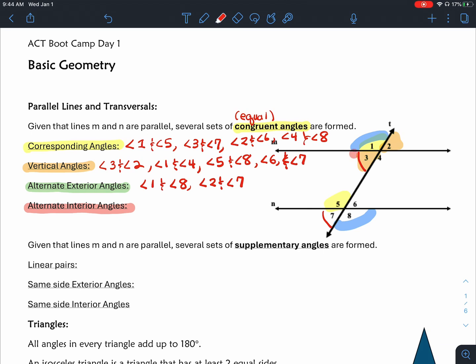Okay, alternate sides. So that would be like angle 3 and angle 6. Those would be alternate interior. Okay, and the other set would be angle 4 and angle 5. Once again, I don't believe that you need to know the names of these, but you need to understand all these different sets of angles here, they're all equal to one another.